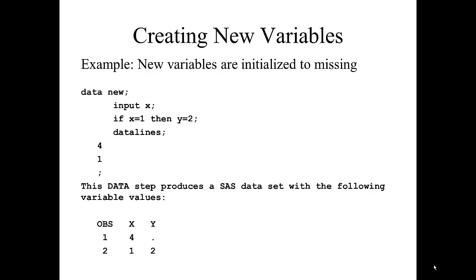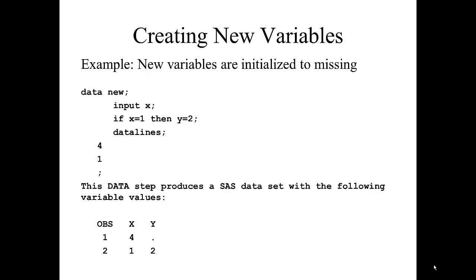The first observation, we have x equal to 4 and y is equal to missing, because x did not equal 1 in the first observation, so y was just set to missing. The new variable y was initialized to missing, and since it did not meet the condition, if x equals 1, it was kept as missing. For the second observation, x equals 1, so y was set to 2.